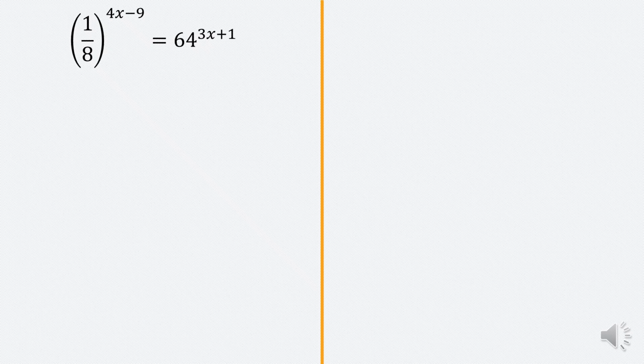So let's begin. The first thing we'll do is to make the bases the same. So I'll write both of them in the base of 2. So 1/8 is 2^(−3) and 64 is 2^6. So our equation now looks like this.